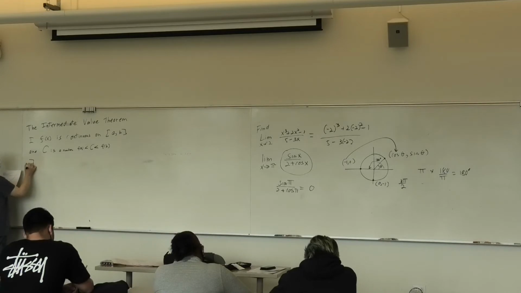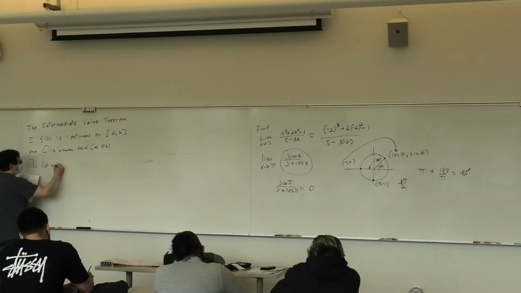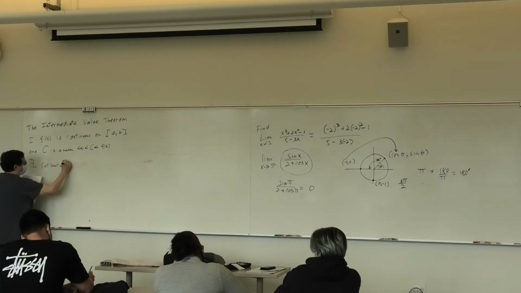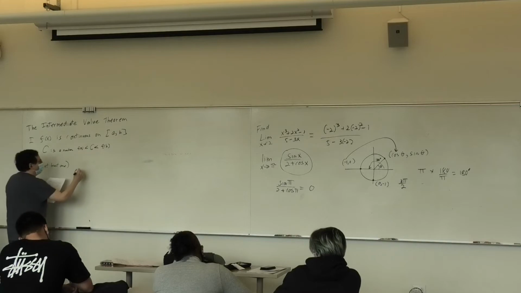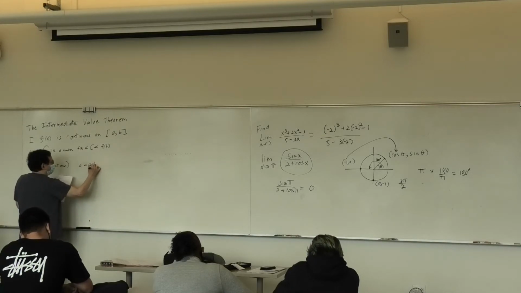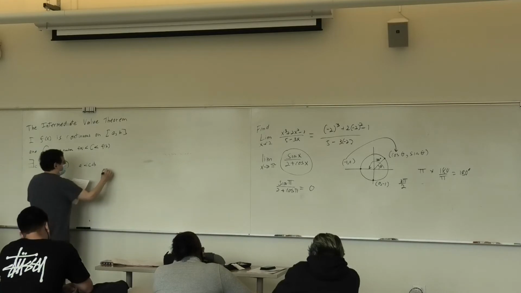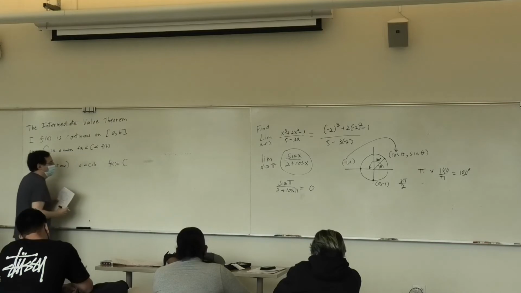then there exists a small c, and I should say at least one, where c is between a and b, such that f of c equals capital C.